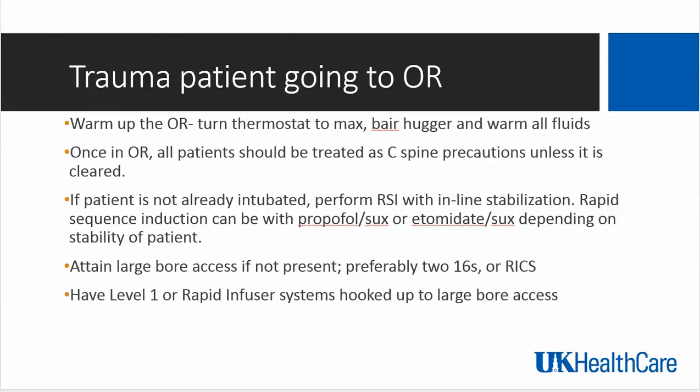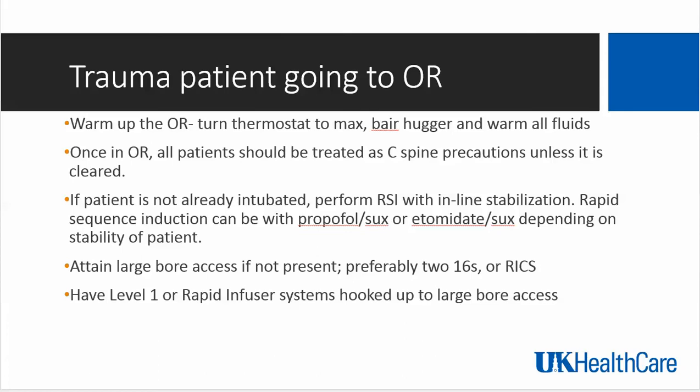What happens when you take a trauma patient up to the OR? First thing you should do is warm up the OR. Turn the thermostat to max, turn the Bair Hugger on, and warm all your crystalloids and blood products. Once in the OR, all patients should be treated with C-spine precautions unless they are cleared.